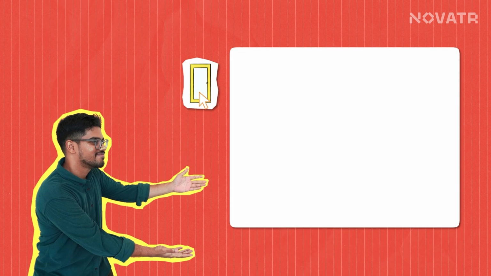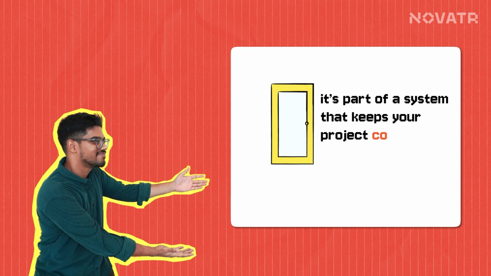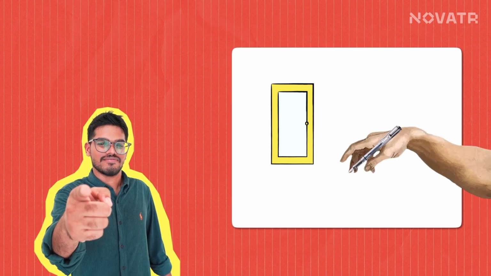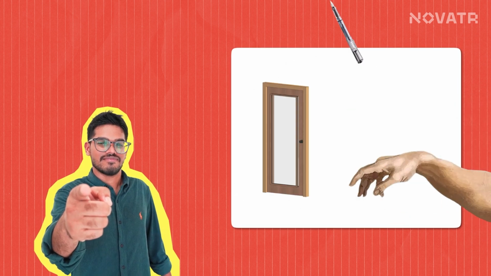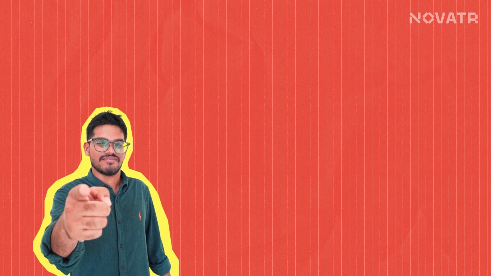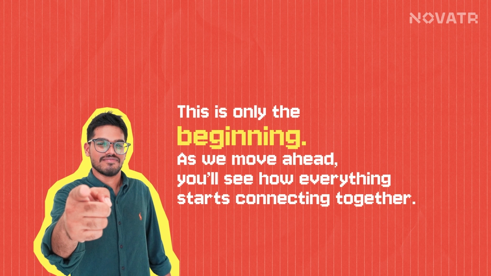Every element you place isn't just geometry. It's a part of a system that keeps your project consistent and flexible. Once you get the hang of this, Revit feels less like drafting and more like shaping a project that can think along with you. This is only the beginning. As we move ahead, you will see how everything starts connecting together.